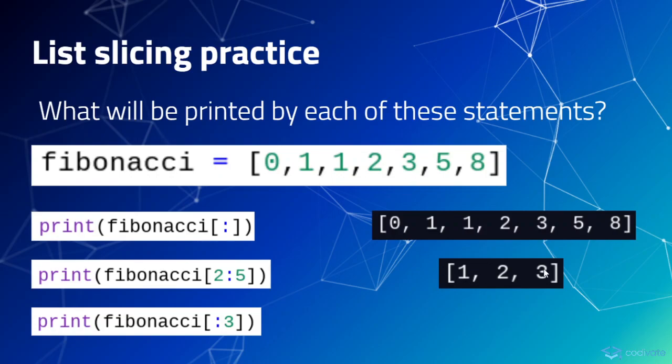And now let's do the last one. We know that our end index is 3. Let's count it out. 0, 1, 2, 3. But we don't include it, so our slice ends here, and we take the first 3 values. 0, 1, 1.